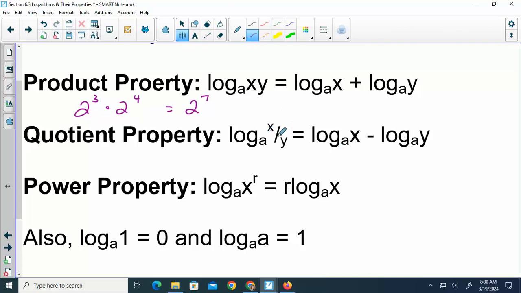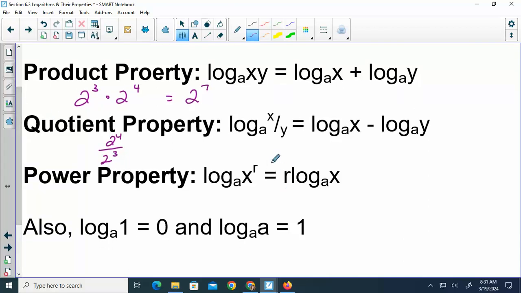Quotient property, if things are being divided, then you subtract the logs, just like if I said 2 to the fourth divided by 2 to the third. What do you do with your exponents? You subtract them. So the power property says if you have the log of something to a power, that power can turn into the coefficient. Okay, because this log is representing an exponent here. So exponents come down in front of the logs.